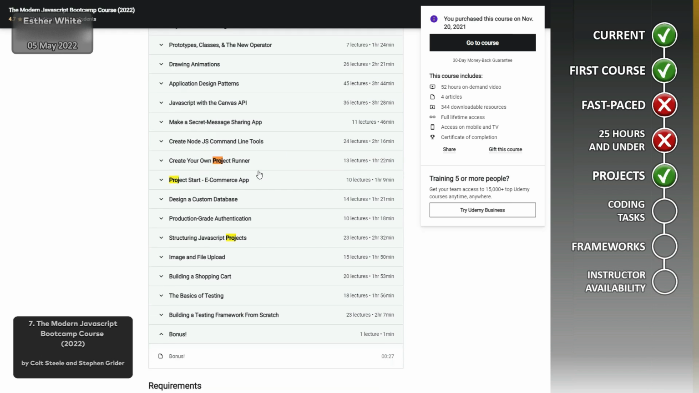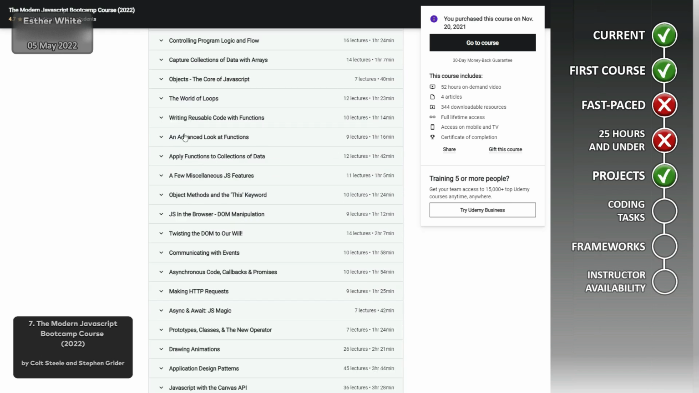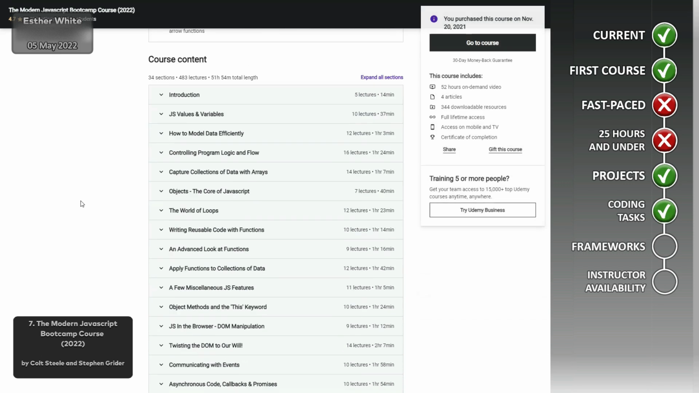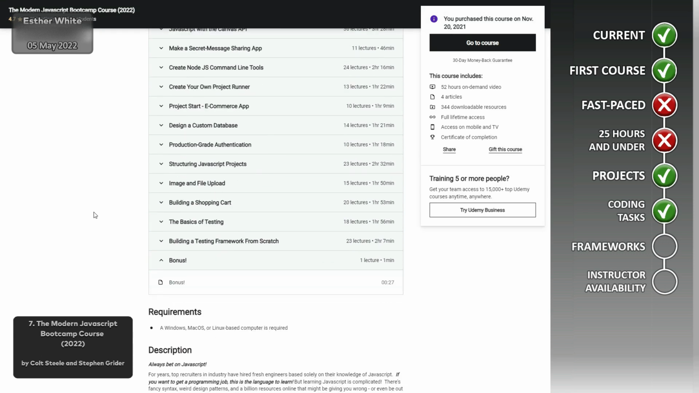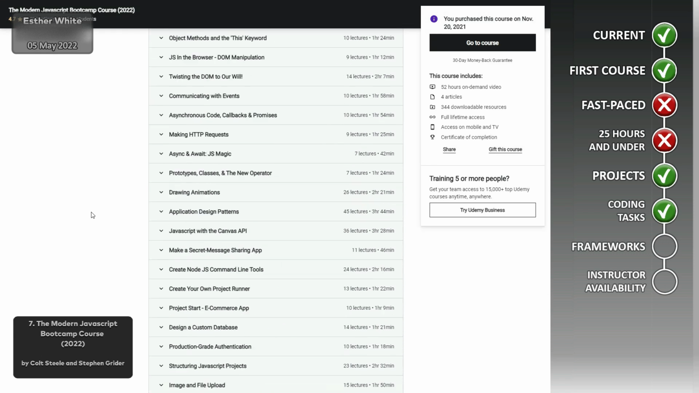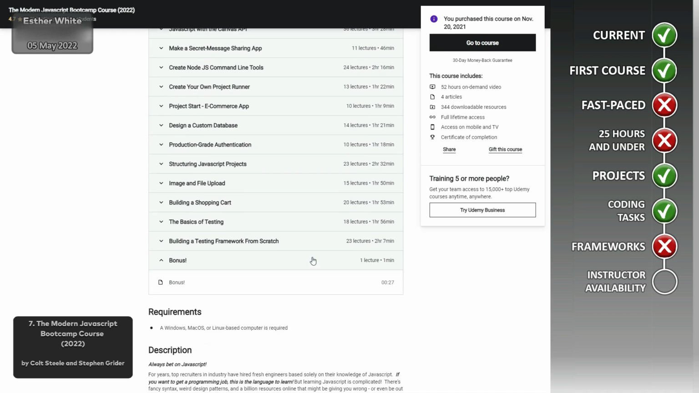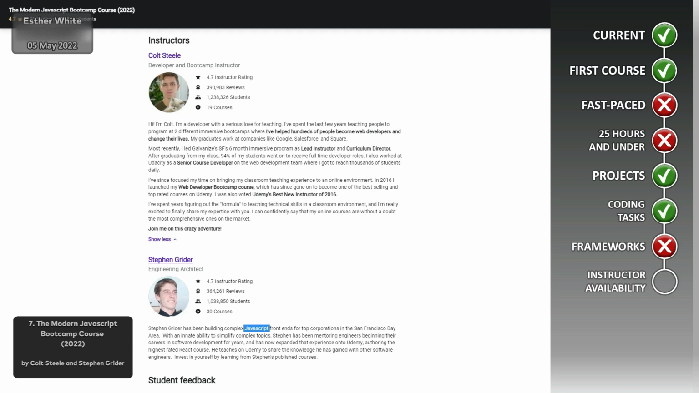There are projects included. Now, in the functions section, I'm pretty sure that there are challenges. Yes, there are challenges. This course doesn't have designated chapters or sections on normal browser-side frameworks, but it does have one section on node-based framework. Getting in touch with either one of the instructors is pretty much impossible, so I'll say no to that.